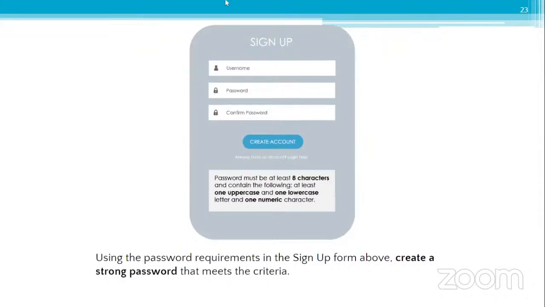So now this is your second assignment. Assuming you are creating an account on this platform, now you create a strong password that meets these criteria. Your password must be 8 characters. It should contain at least 1 uppercase, 1 lowercase letter, and 1 numeric character. So using these rules, you create a strong password. The password must be 8 characters only. You have 2 minutes to do that.